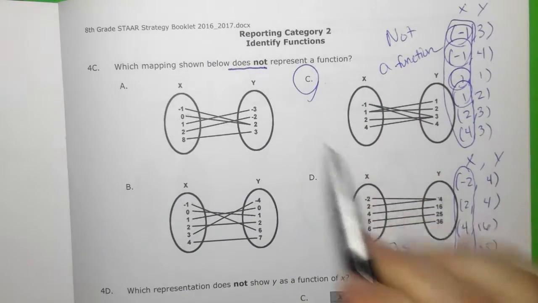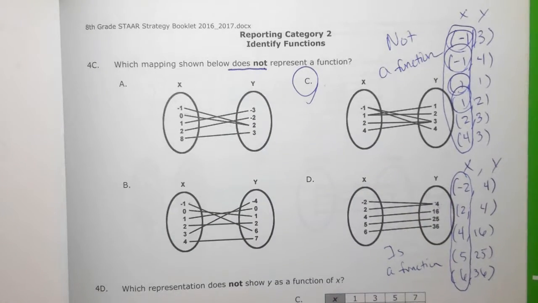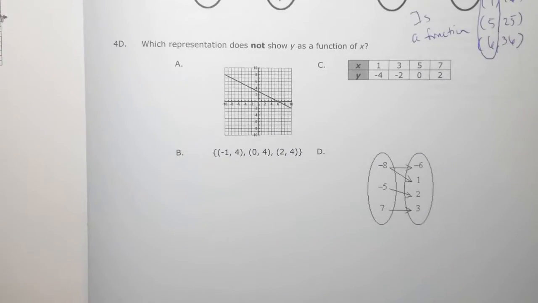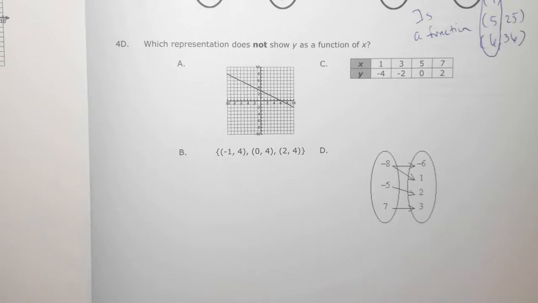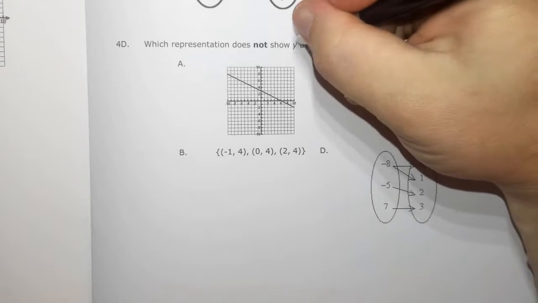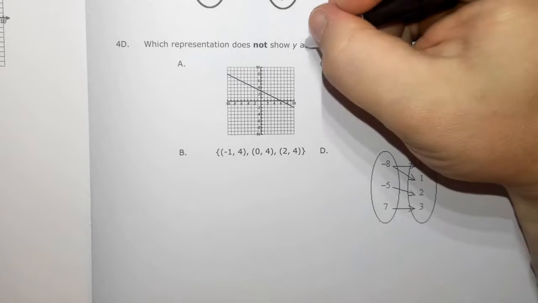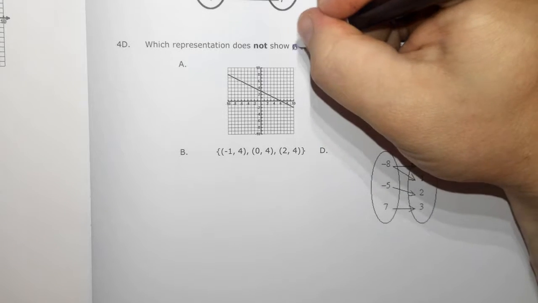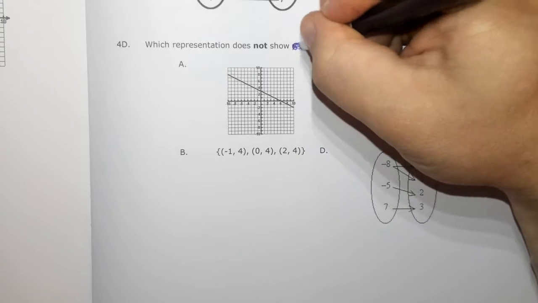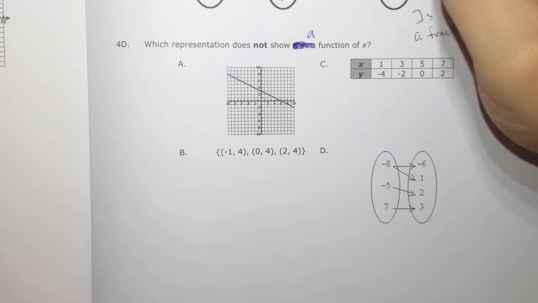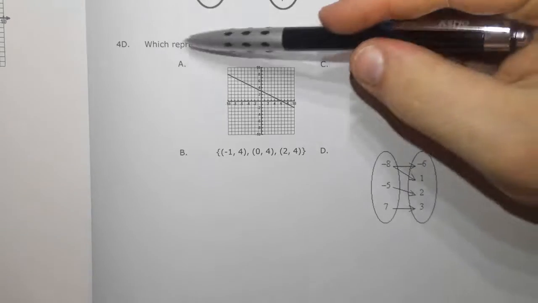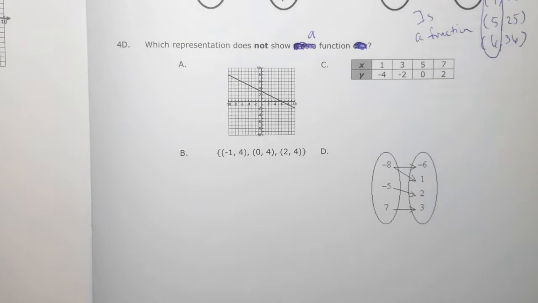Okay, and so C is my answer because I want the one that is not a function. 4D is a really good one here. It says which one does not show Y as a function of X. Remember I told you when you see this, cross out "Y as" and cross out "of X" and reread the question, it's much easier. Which representation does not show a function?